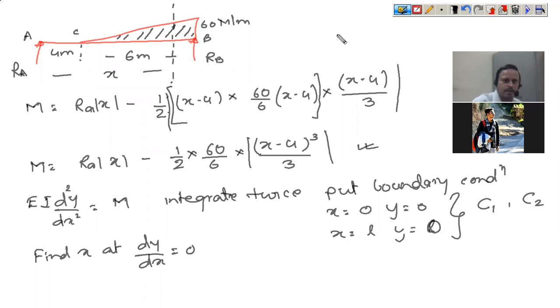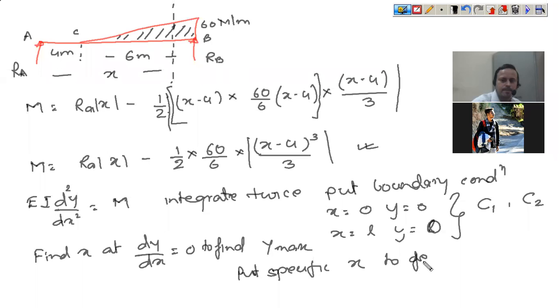So this will give you y max, and put specific values of x to get y at definite locations. Okay, so this is the entire process.